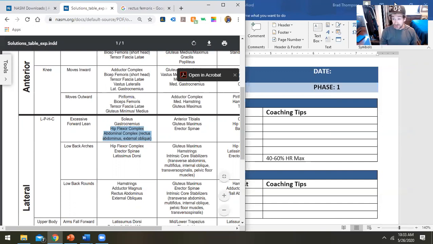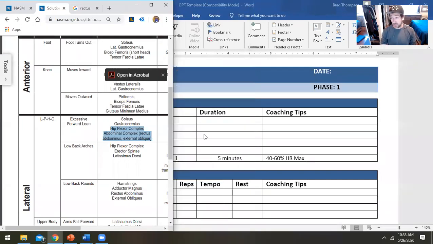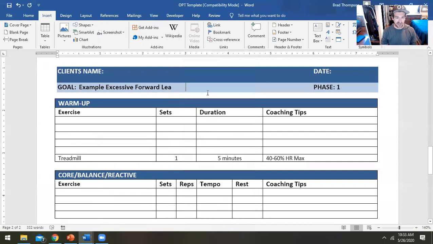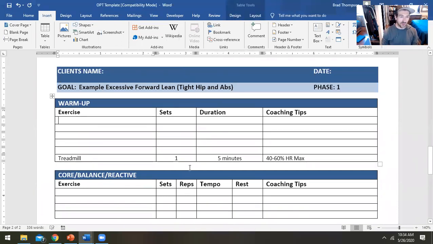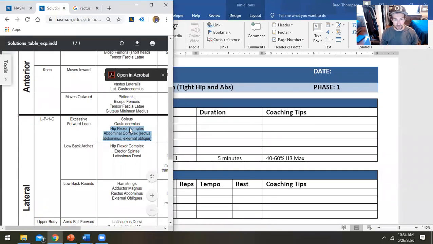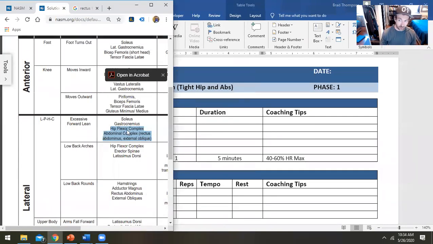So we've already done a lot of calf stuff, and today we're talking about the hip stuff. So for the relevance of this, we are gonna say excessive forward lean, tight hips and abs. Okay, so similar concept, right? If we look at our overactive muscles list, hip flexor complex again, so rectus femoris, TFL. But then we're also gonna see the abdominal complex.